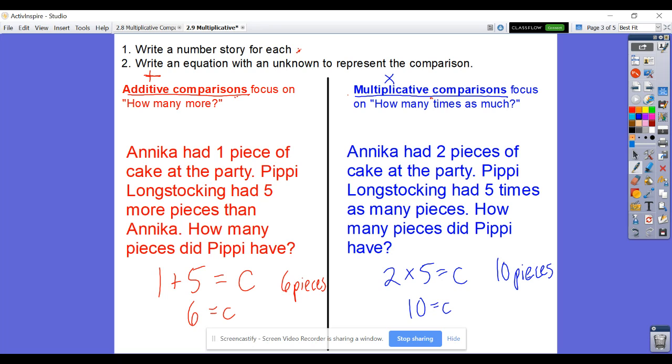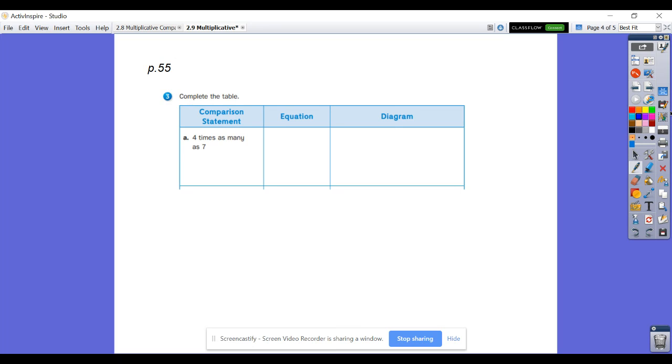Okay, excellent. So we understand the distinction between those two. Now I just want to show you one more thing that will show up in your math journal. This is on page 55 of your math journal. If you want to pause and get that now, you can, or you can just take down these notes on your own paper. Either way, it's fine since we're just doing this one. But it's page 55, number 3 says complete the table. And let's do this one together.